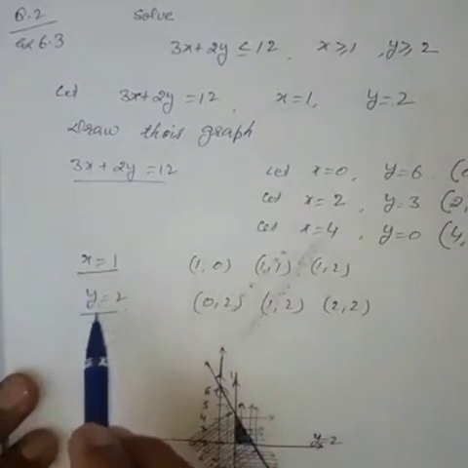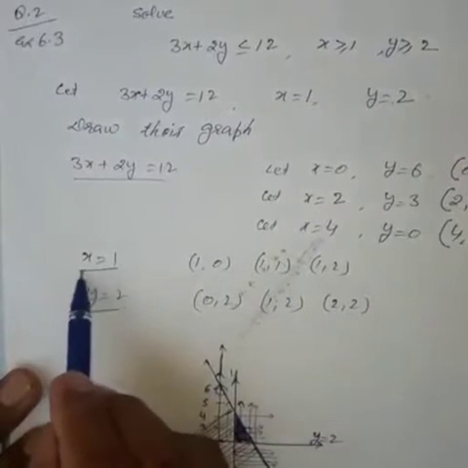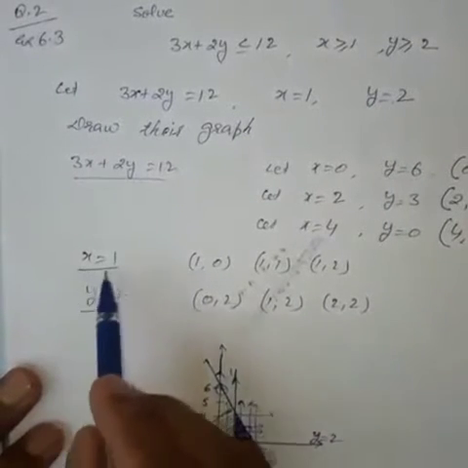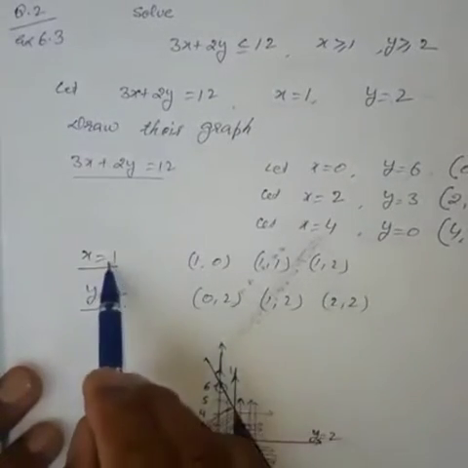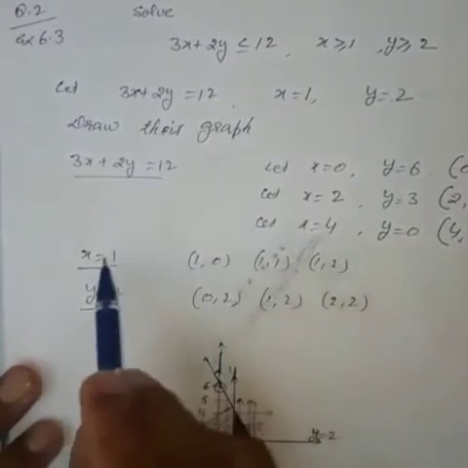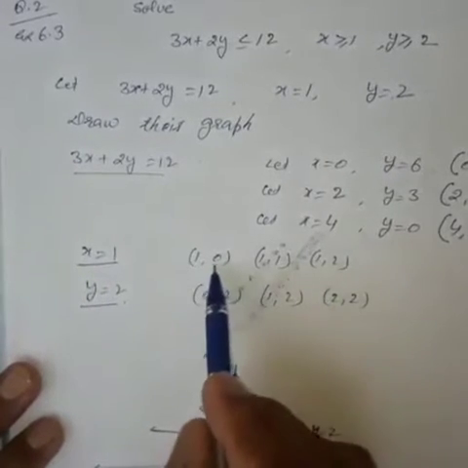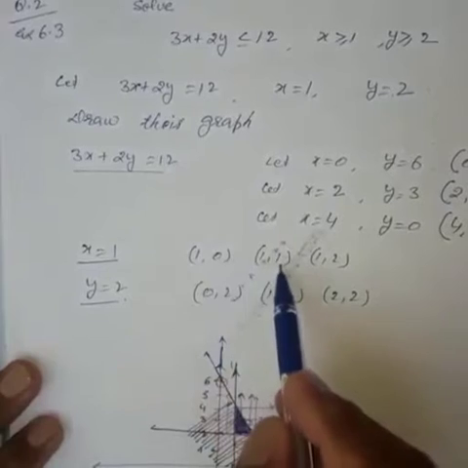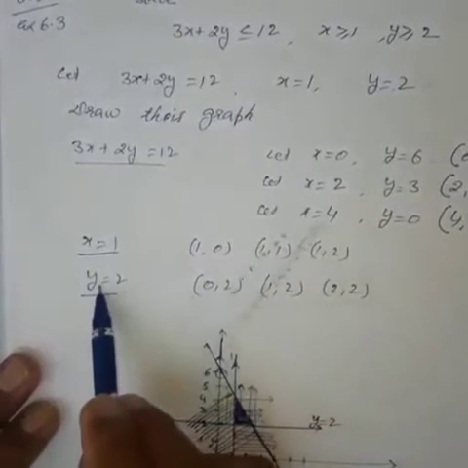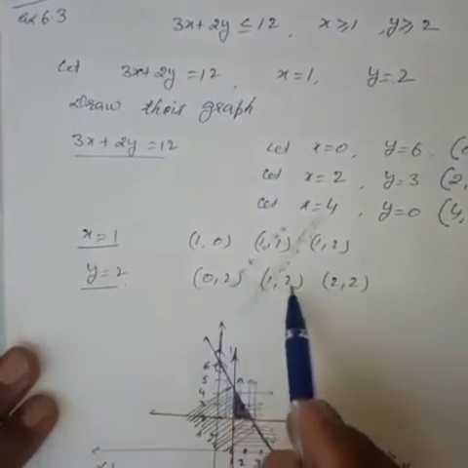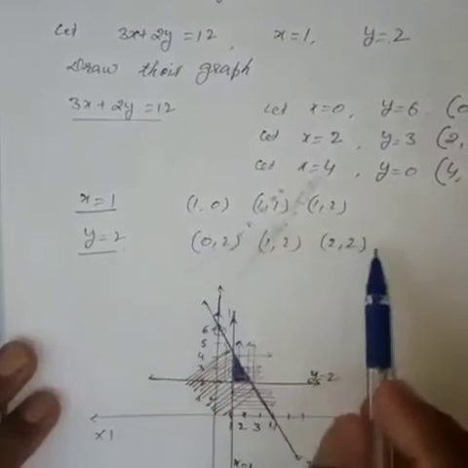Now you can easily draw the line for x is equal to 1, because there is no y in this equation. So it is independent of y. It means we can consider any value of y, but x will be 1. So for x equal to 1, you can take any value of y, just like I have taken (1, 0), (1, 1) and (1, 2). So 3 points are sufficient. Similarly for y equal to 2, y will remain 2. You can take any value of x. So in this way 3 points.